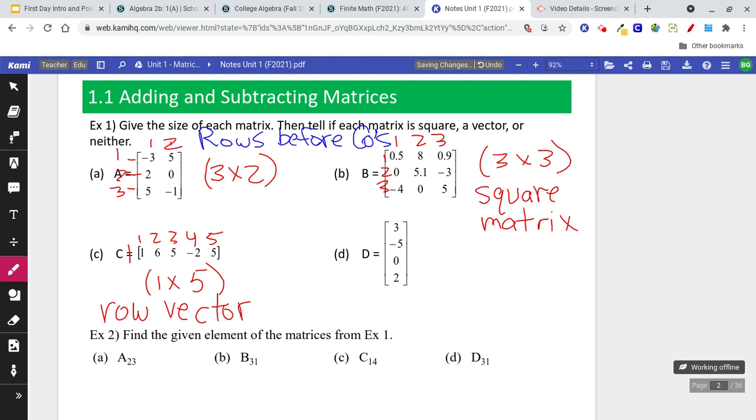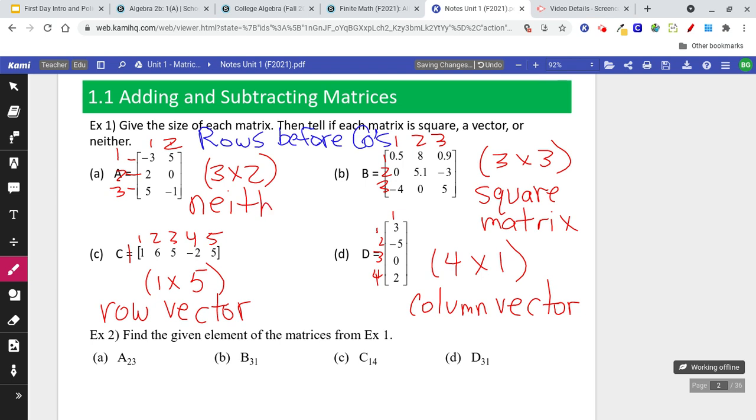Part D, 1, 2, 3, 4 rows and 1 column, which makes this a 4 by 1. The size is 4 by 1, or the dimension is 4 by 1. This is a vector, but specifically it is a column vector. Now, if you go back to problem 1a, it's not a square and it's not a vector. It's neither. We would just call it a matrix. It doesn't have a special kind of name.